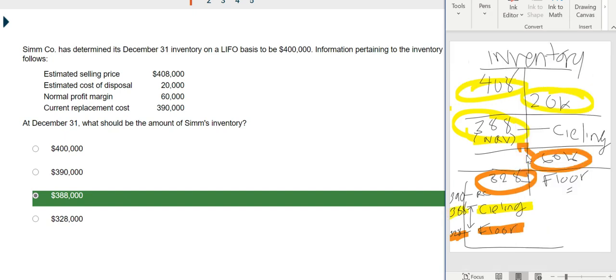So the last detail we need to take into consideration is the replacement cost, which is 390. So if our replacement cost is 390, that means it's above the ceiling. And when the replacement cost is above the ceiling, we use the ceiling as our cost. So 388 is the answer, and that's how you solve a year-end inventory question when it's asking you about the cost of the inventory.